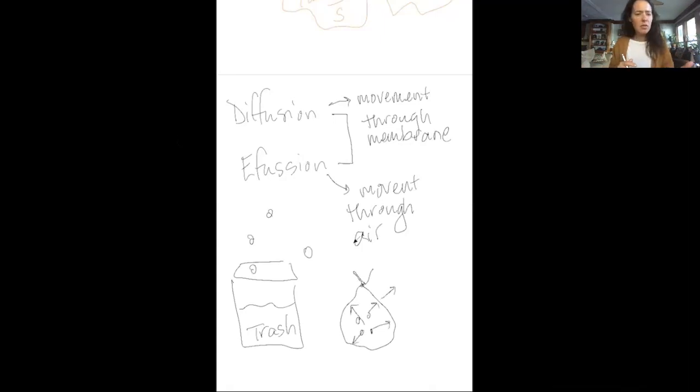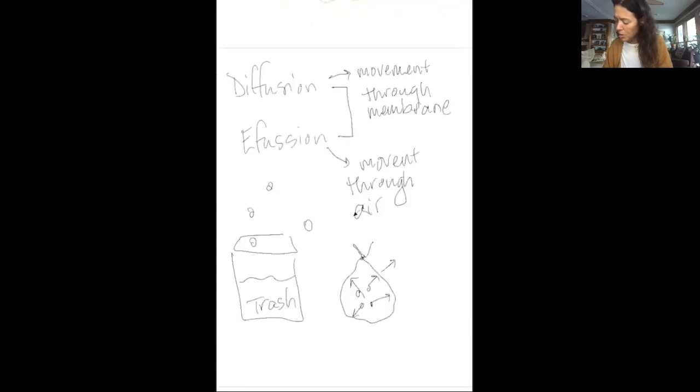So one of these is effusion, one of these is diffusion. I utterly should know the difference, but I don't feel like stopping and looking it up right now. So I'm going to assume I'm right. If I'm wrong, I'm sorry, I'll fix it. But that's all that is.